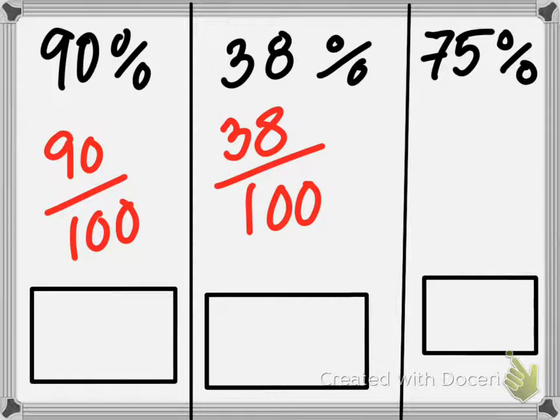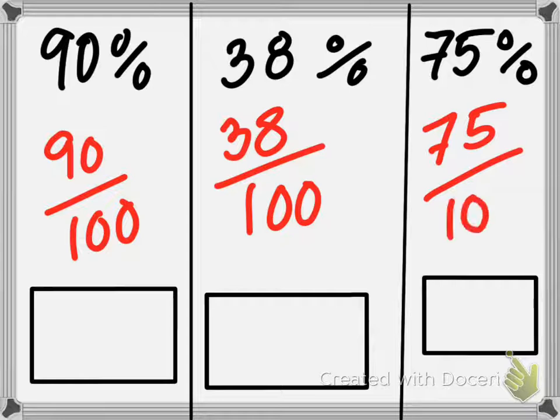The initial fraction. 75 over 100. Perfect. As we see, our initial fraction, you don't even need to do anything. Y'all don't even need to do anything. It's just over 100.